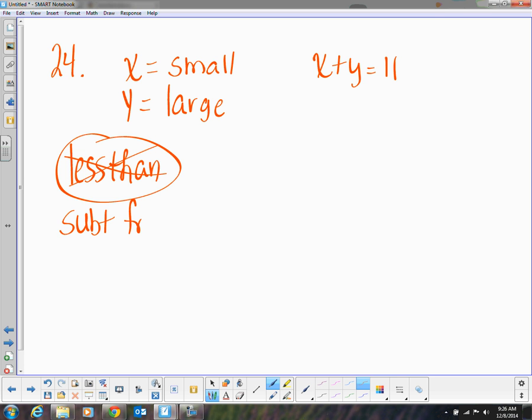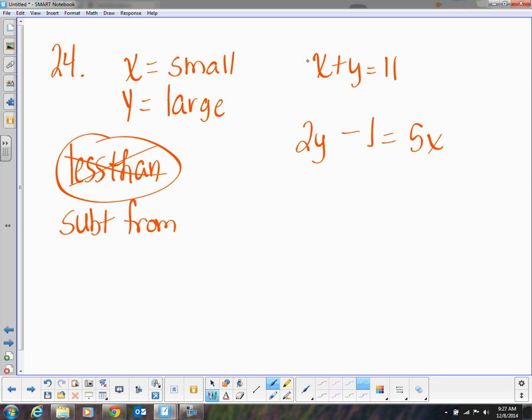Subtracted from. So I'm going to read this with subtracted from. It says 1 subtracted from. Doesn't that mean minus 1? Twice the larger, 2y, equals 5 times the smaller.